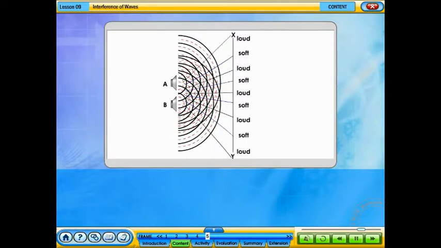Imaginary lines that join the points of constructive and destructive interferences denote regions where loud and soft sounds can be heard. As one moves from point X to Y, he or she is able to hear the loud and soft sounds alternately.